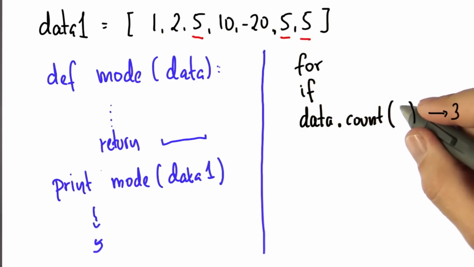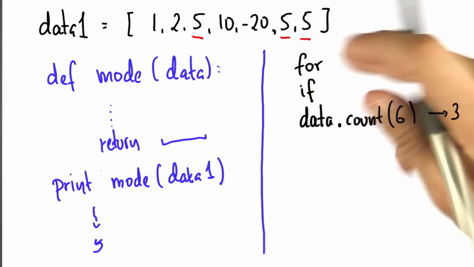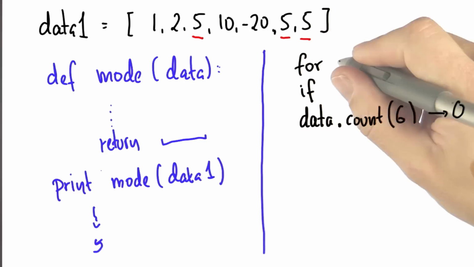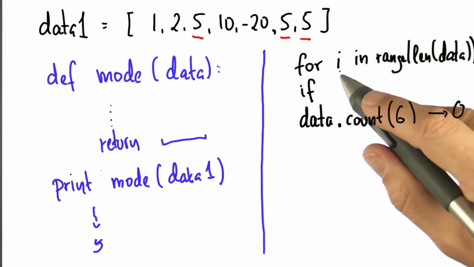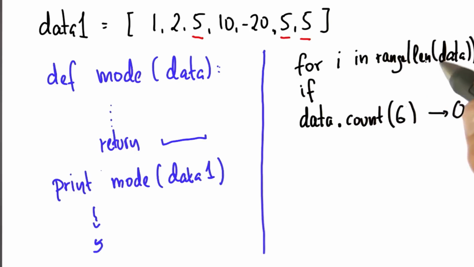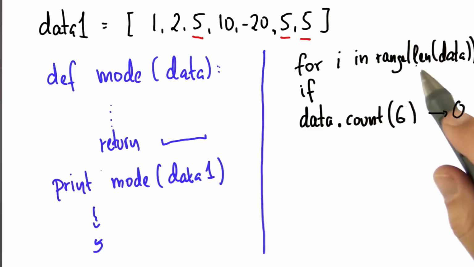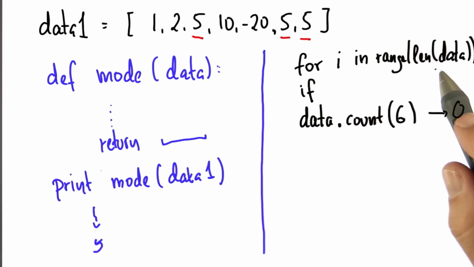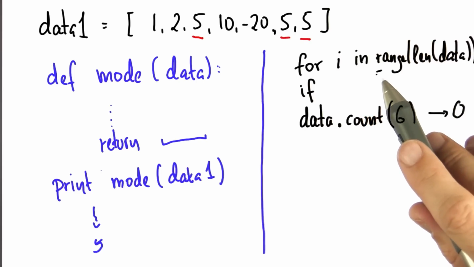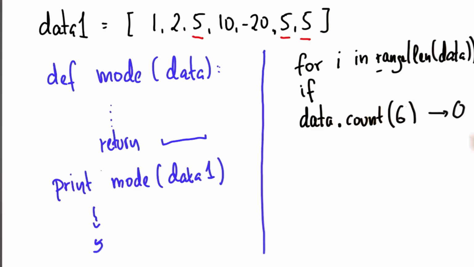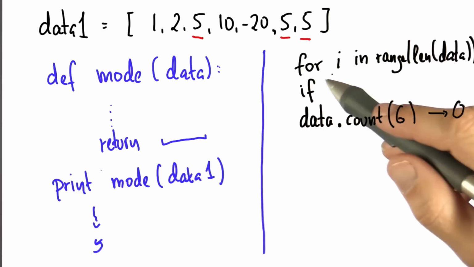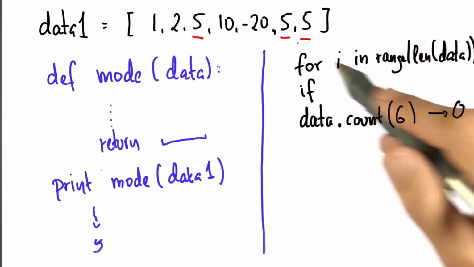If you were to give it 6 as an argument, that is, doesn't occur at all, the result would now be 0. So my solution has a funny for notation for variable I in the range of the length of data. Len data we know is the number of elements. There's 7 over here, so it will give me 7. Range turns this into a list from 0 to 6 of indices into the data. And then the for loop goes to these indices. That's one way to access each element in the data sequentially.